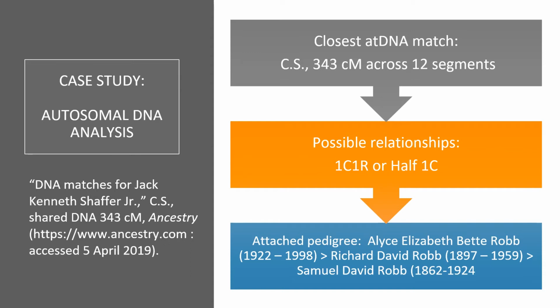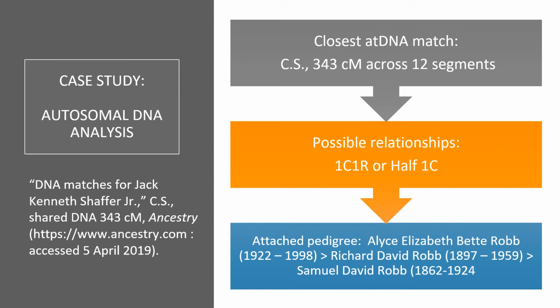And there are not a lot of possible relationships. When you move further back, with only maybe 20 or 30 centimorgans for the DNA match, there are so many different relationships. But with 343, possible relationships were a first cousin once removed or a half first cousin. There were some others also, but these seemed the most likely based on the pedigree. So this match also had a tree that was attached, which was very helpful.